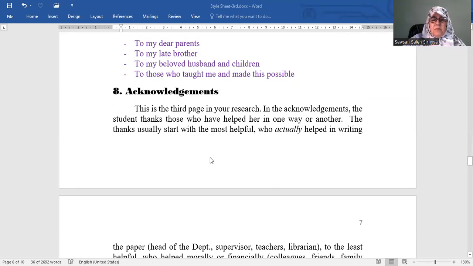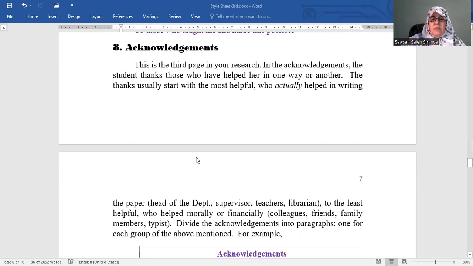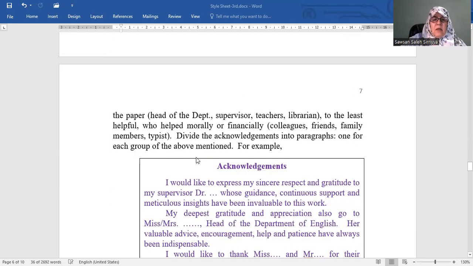Acknowledgements, this is the third page in your research. In the acknowledgements, the student thanks those who have helped her in one way or another, usually academically. The thanks usually start with the most helpful, who actually helped in the writing of the paper: head of the department, your supervisor, teachers, librarian, to the least helpful, who helped morally or financially: colleagues, probably, friends, family members, typists even.